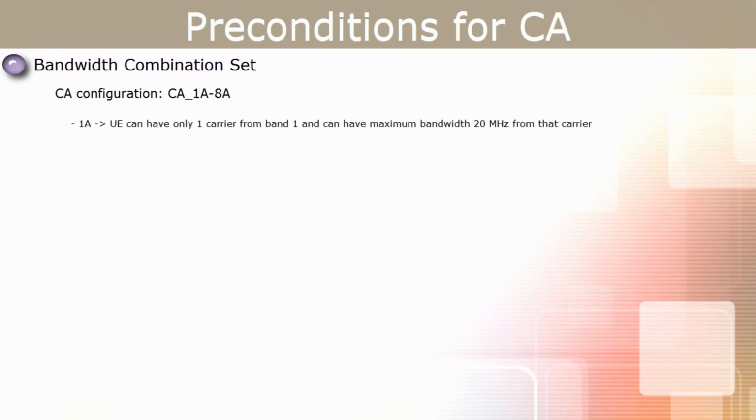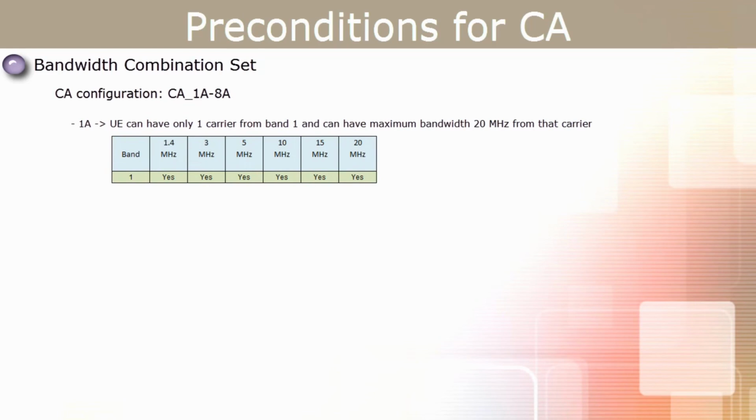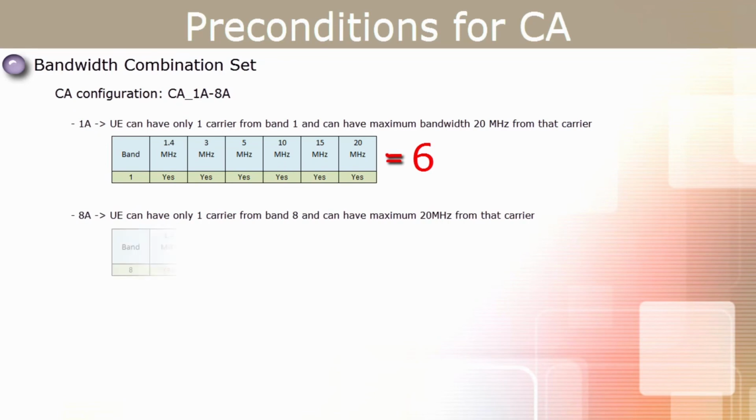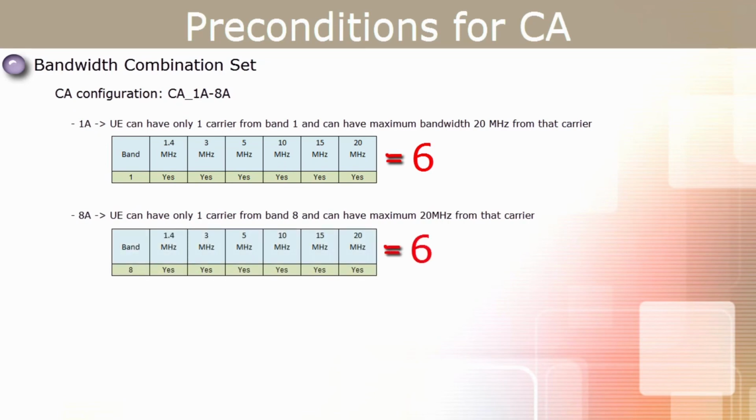Here, 1A means UE can have only one carrier from band 1 and can have maximum bandwidth 20 MHz from that carrier. So, there are 6 possible values of bandwidth on this carrier. Similarly, 8A means UE can have only one carrier from band 8 and can have maximum 20 MHz from that carrier. Here also, there are 6 possible values of bandwidth on this carrier.